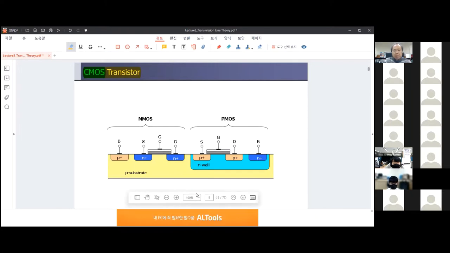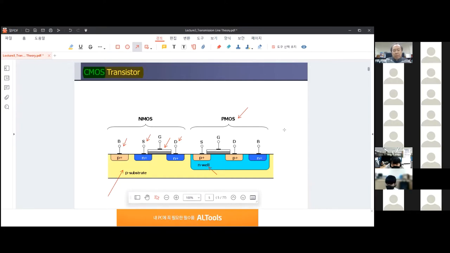This is the CMOS structure. It has NMOS transistors as well as PMOS transistors. In there, we usually use the P-type substrate. It has a gate and channel with the bias, source, and drain. Of course, we also have PMOS transistors, and it has an N-well, and we form a PMOS channel under the gate.